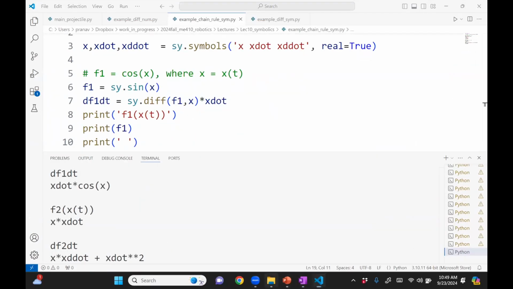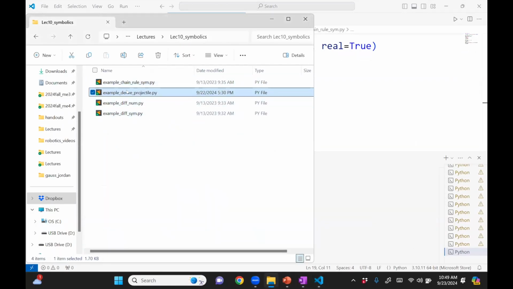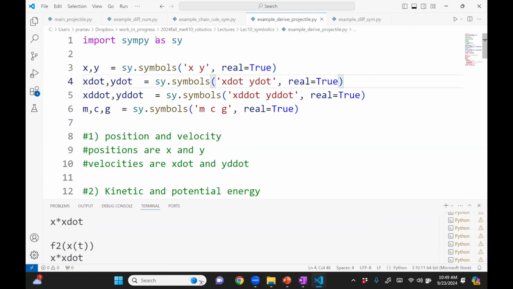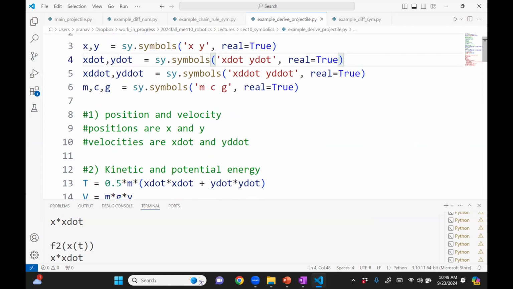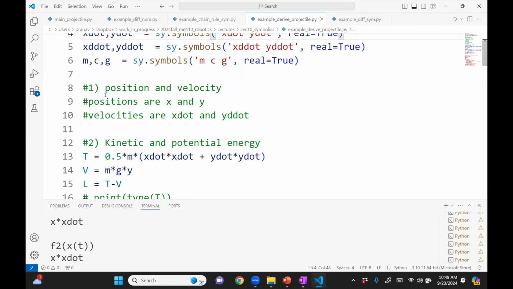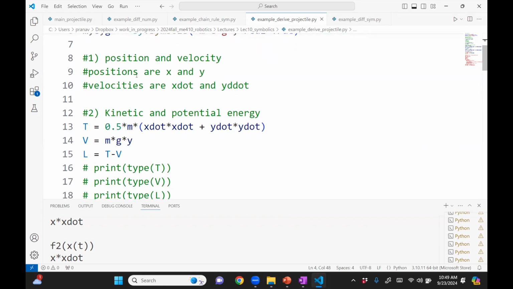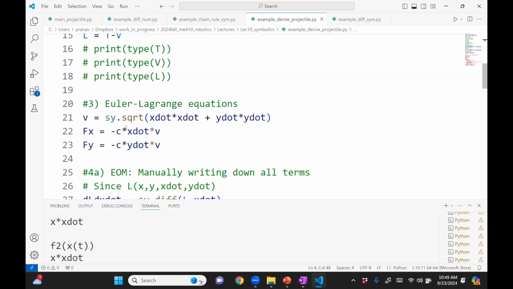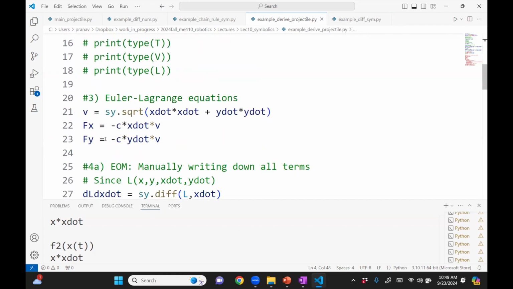Here is some code I wrote. Import sympy as sy. I have variables x, y, x dot, y dot, x double dot, y double dot. I also need to define mass, gravity, and the drag force. I'm just going through steps 1 to 3 which we had for the Euler-Lagrange. Position and velocity we don't need to do much because they're already defined. I compute the kinetic energy, potential energy, and the Lagrangian L. This part is just getting the drag force.